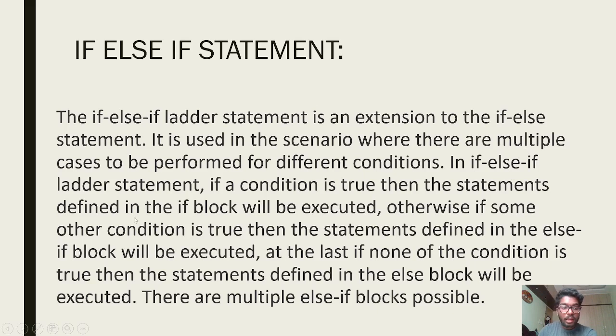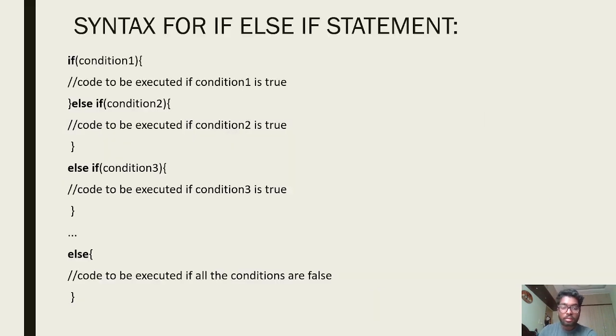In else if ladder statement, if a condition is true, then the statements defined in the if block will be executed. Otherwise, if some other condition is true, then the statements defined in the else if block will be executed. And the last, if none of the conditions is true, then the statements defined in the else block will be executed. There are multiple else if blocks possible. So basically this is used when there are multiple conditions that are needed in a scenario.